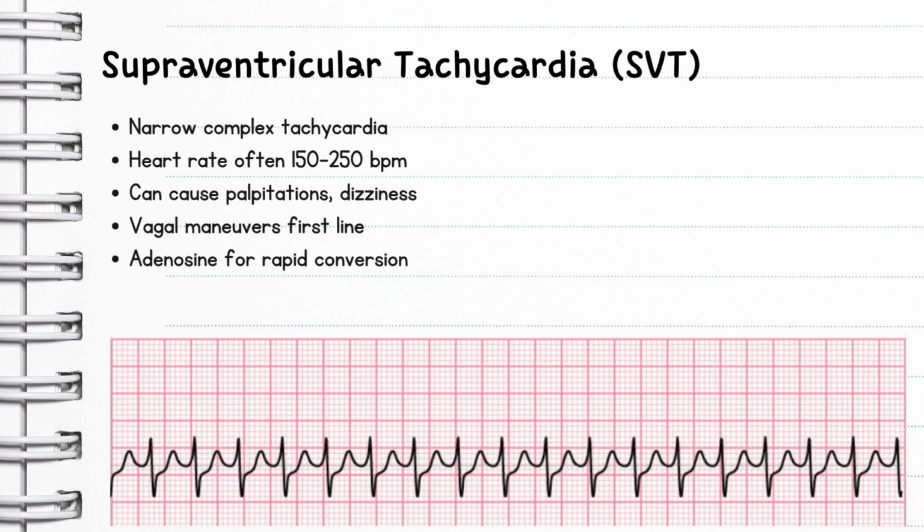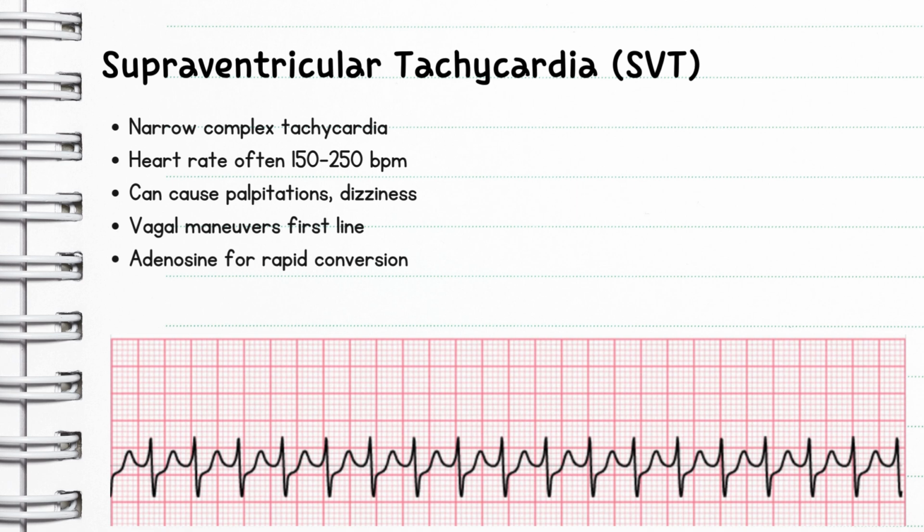So SVT, we've already kind of talked about this in class, but SVT, or supraventricular tachycardia, is a rapid, narrow, complex tachycardia that often presents with a heart rate between 150 and 250. So it's going to have a high heart rate. Like I typically see these at 180, 190, 210 kind of thing.